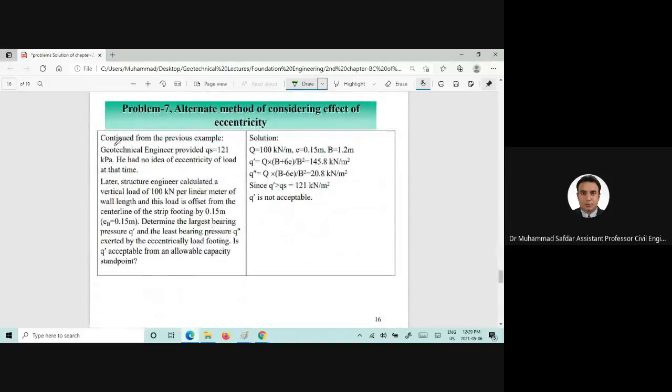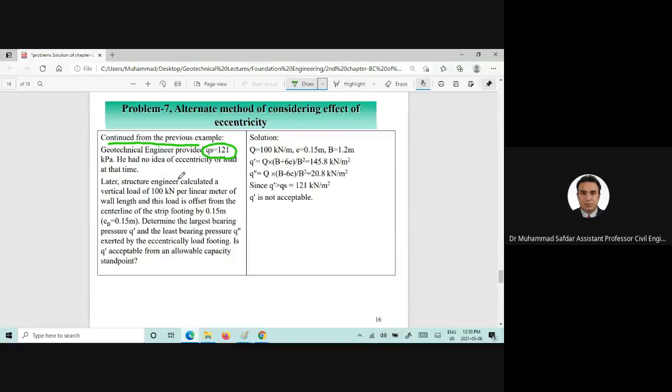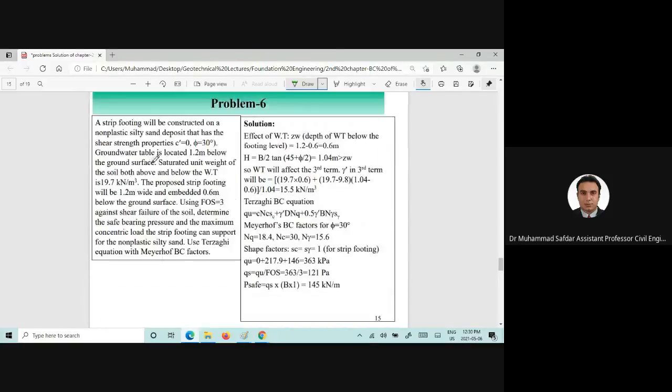Now, continued from the previous example, we calculated Q safe, which is equal to 121 kilopascal. Now, the geotechnical engineer was provided with only these details.